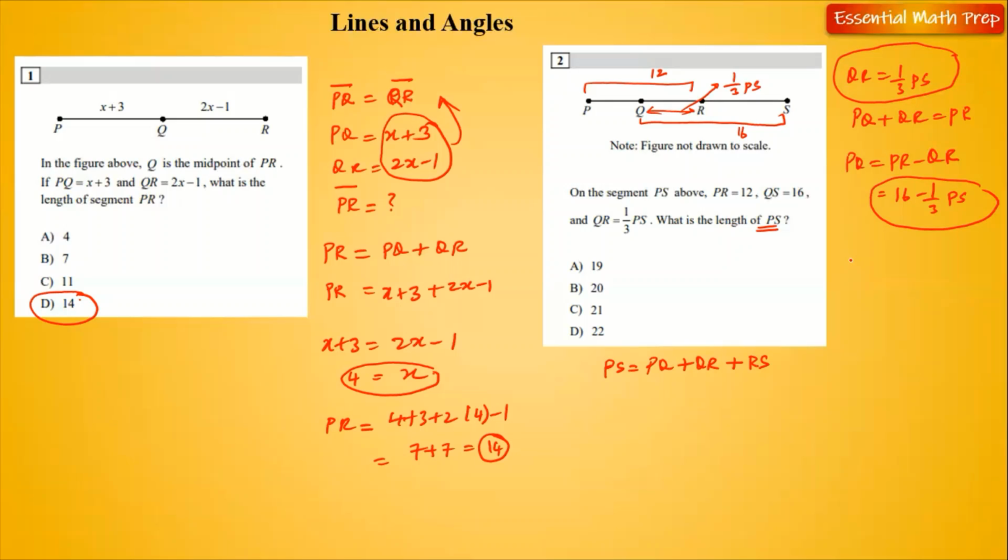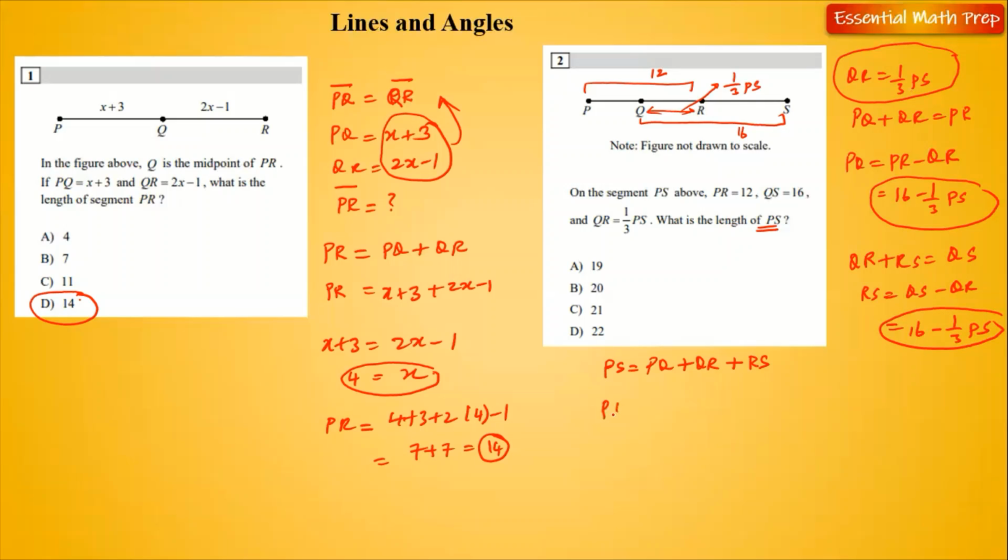Let's go ahead and do similar math for RS. What is RS? That's essentially QR plus RS is QS. Why are we choosing these? Because we have to use only terms for which we have some information. You cannot have two unknown variables, right? Because we don't know RS, but we know QR and QS. So RS is QS minus QR, which again is, what is it? 16 minus 1/3 of PS, right? So now we know expressions for all three.